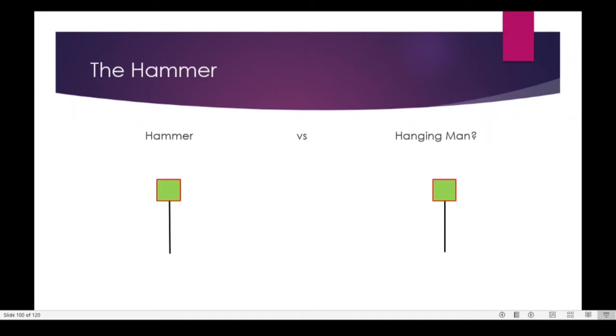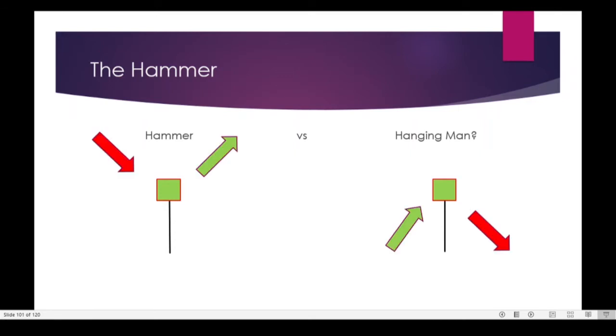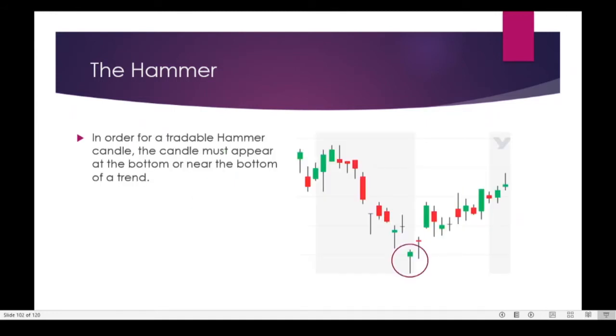Our previous training was about the hanging man, and I know what you're asking yourself: the hanging man and the hammer look exactly the same. Well, what's the difference? In order for a candle to be identified as a hammer candle, it must be at the bottom of a trend. In order for a candle to be considered a hanging man candle, it must be at the top of a trend.